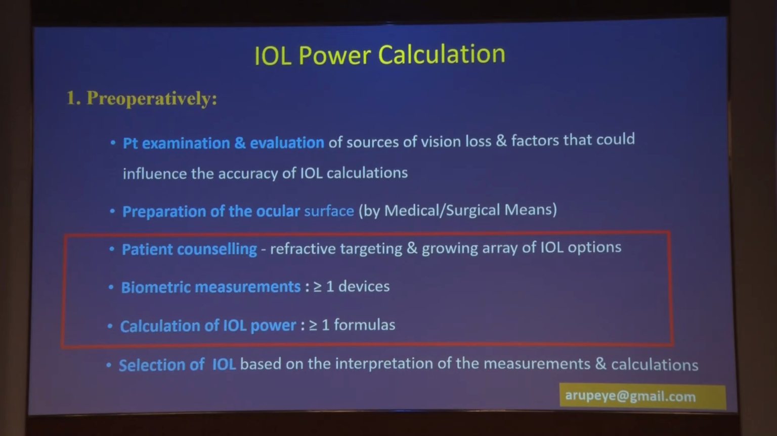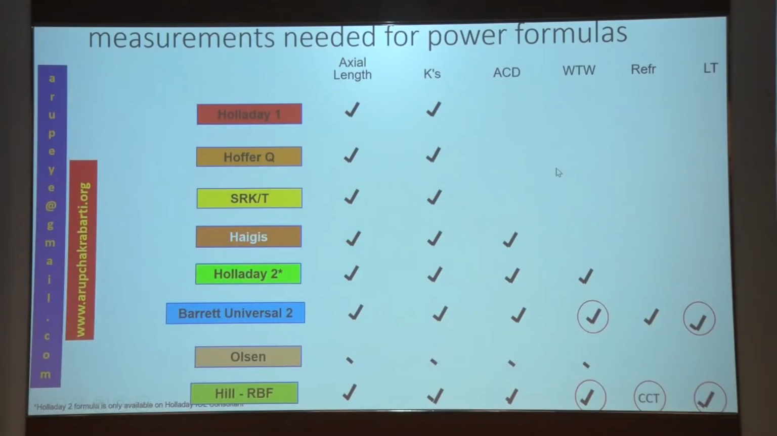Once you've ruled out the ocular surface issues, patient counseling is very important because not all patients want to read plano 6/6. Some of them want to read without glasses at intermediate distance or near distance. All these things have to be ascertained before you set up your target refraction. I always believe in performing biometry using at least 2 devices and using more than one formula for IOL calculations.